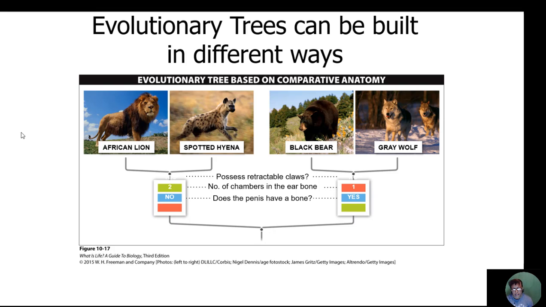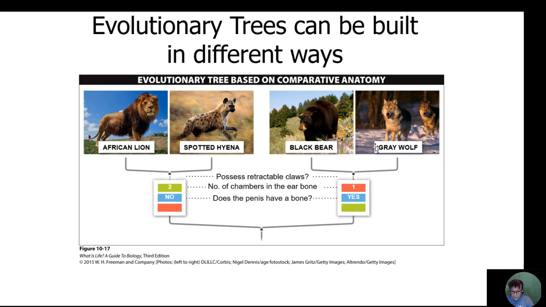So for example, if we want to build the evolutionary tree based on comparative anatomy, well, here, let's just take a look at this comparison. So here we have the African lion and we have the spotted hyena. And so questions are asked. Does the individual possess retractable claws, right? The African lion does, spotted hyena does not. How many number of chambers are in the ear bone, right? Here we have 2. Does the penis have a bone? Here we have no, right?